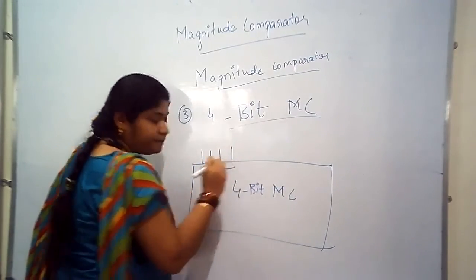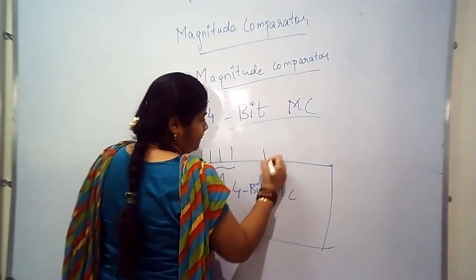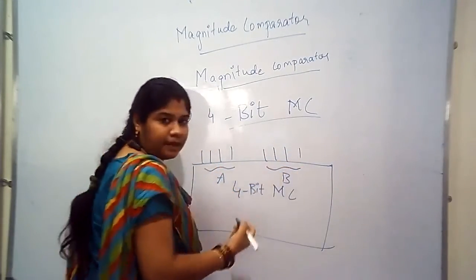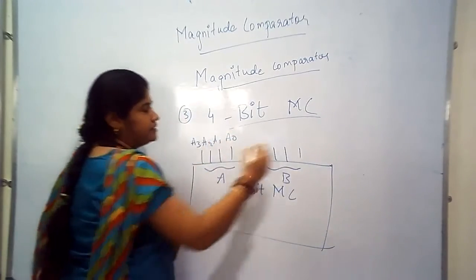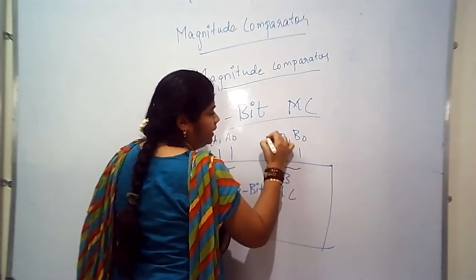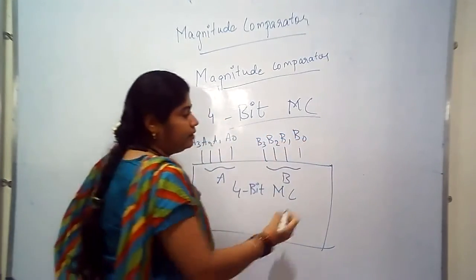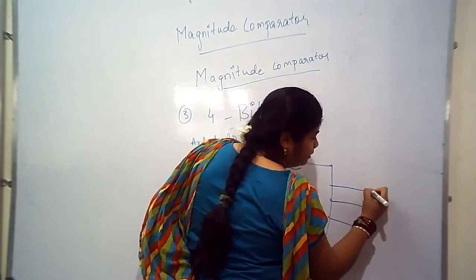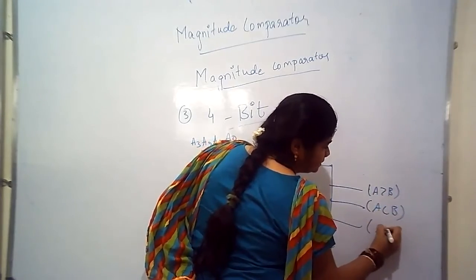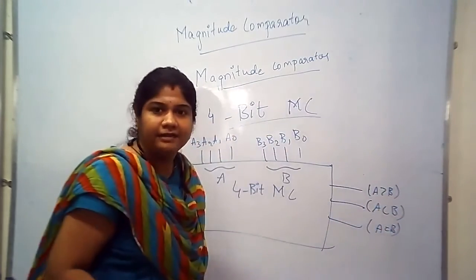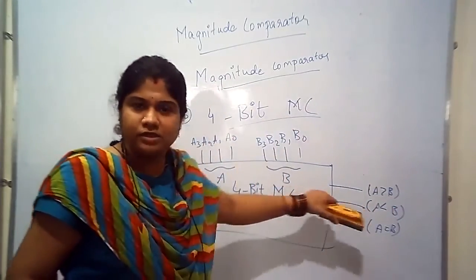This complete block is A, and this one is completely B. So this is A0, A1, A2, and A3, and this is B0, B1, B2, and B3. Coming to the output, again I'll have 3: A is greater than B, A is less than B, or A is equal to B. These are the inputs, these are the outputs.